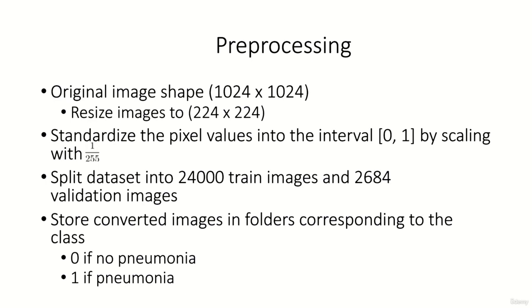Now we use a trick that allows us to leverage the TorchVision DatasetFolder class by storing all processed images in specific folders. Images that do not show signs of pneumonia are stored in directory 0, and all images with pneumonia are stored in directory 1. Therefore, we have folders 0 and 1 in our train directory and folders 0 and 1 in our validation directory.